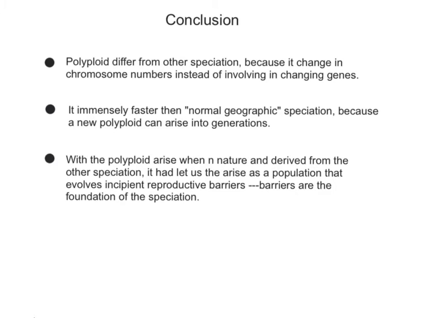In conclusion, polyploidy is different from other speciation because it changes the number of chromosomes instead of involving changes in genes. Secondly, it is also immensely faster than normal geographic speciation because a new polyploid can arise in two generations. With polyploids arising in nature and deriving from other speciation, it actually led to a population that involves incipient reproductive barriers, which means barriers are the foundation of speciation.